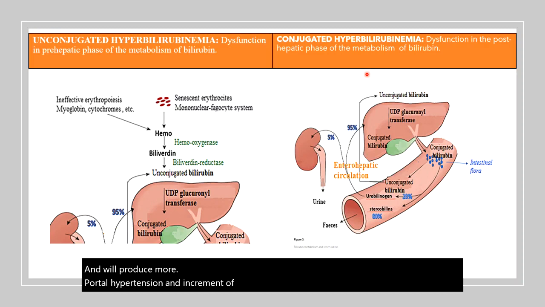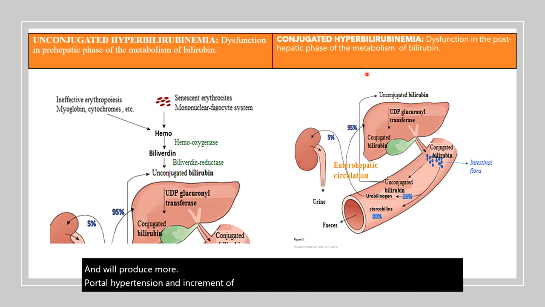That conjugated bilirubin needs to go out of the gallbladder and comes into the intestine. At this level, anything that will obstruct the entering of the conjugated bilirubin into the intestine, for example, Dubin-Johnson syndrome or Rotor syndrome, will produce an elevation of conjugated bilirubin.